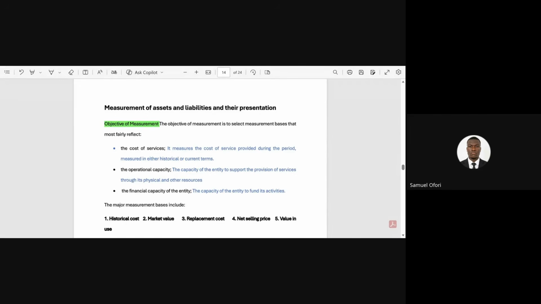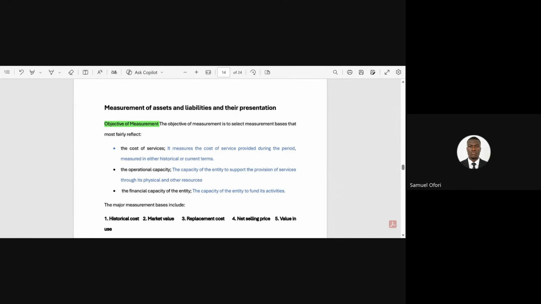The objective of measurement is to select measurement bases that most fairly reflect the cost of service. So if we are going to measure an asset, you have to look at the cost of service provided during the period and measured in either historical or current terms. You look at the cost of providing that service. Operational capacity: does the entity have the capacity to support the provision of the service? You are providing an ambulance service.